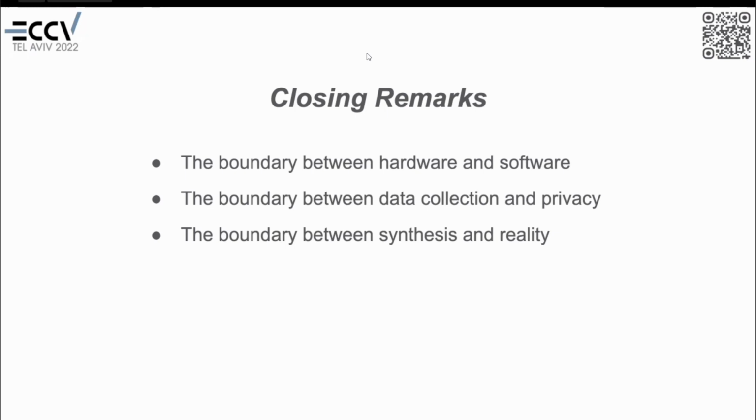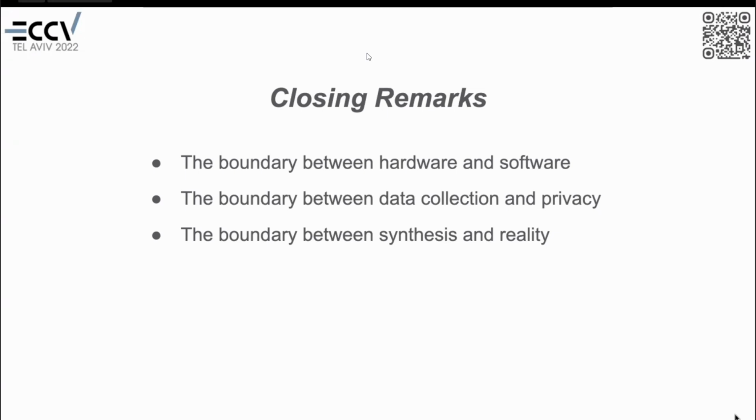New hardware always brings new opportunities for software and algorithm design. The second part is the boundary between data collection and privacy. As you see, modern models need a lot of data to train, and the data itself always comes with the issue of privacy. So how can we balance collecting enough data for the AI models as well as respecting privacy? That is also something we have to be very careful and considerate of.